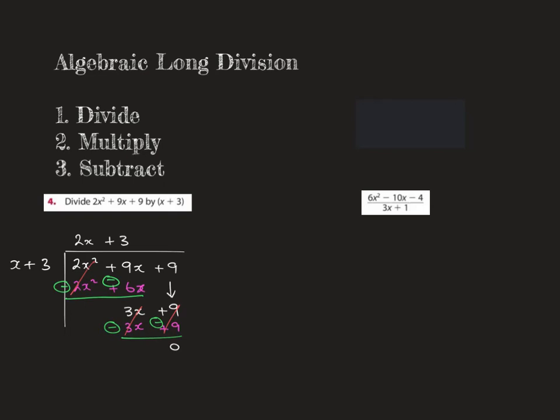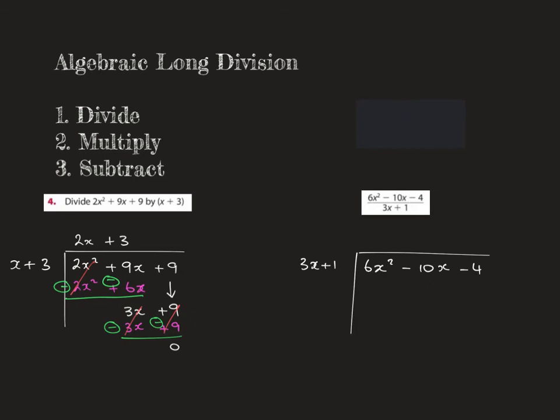Okay, so we'll just look at this one here. And with this one here, it's just to show you that instead of writing it like this, it can also be written like this, because this is in fraction form. So you know the fractions represent division. So what this effectively is saying is 6x squared minus 10x minus 4 divided by 3x plus 1. So we're just going to write that out in long division. 6x squared minus 10x minus 4 all divided by 3x plus 1.